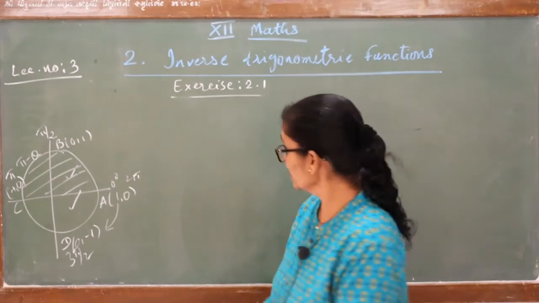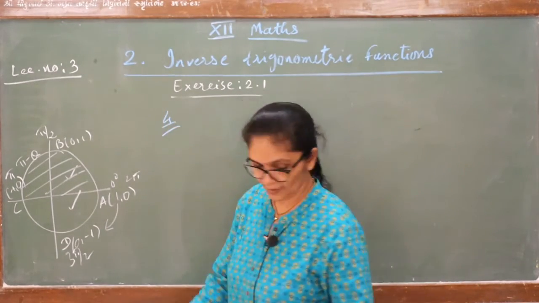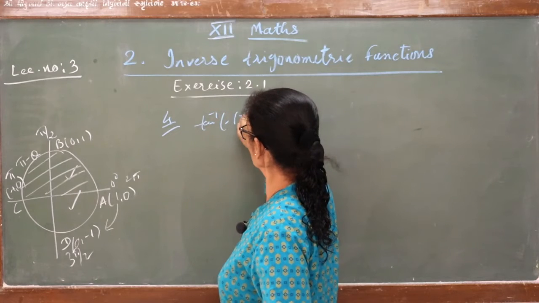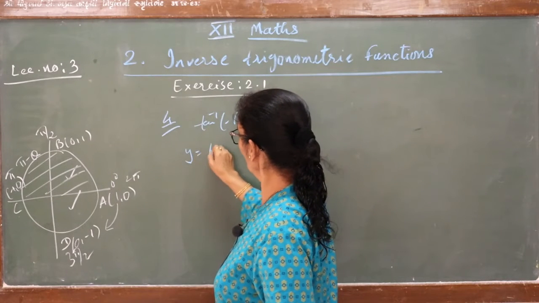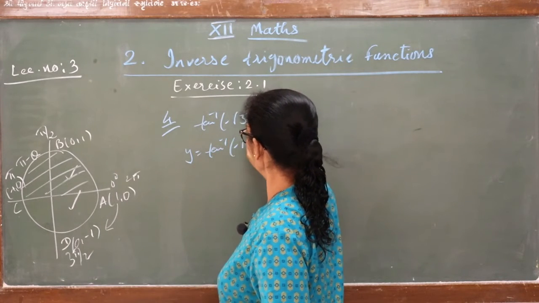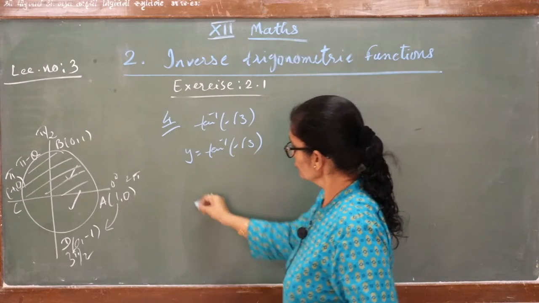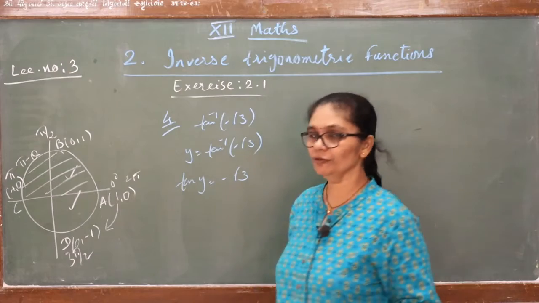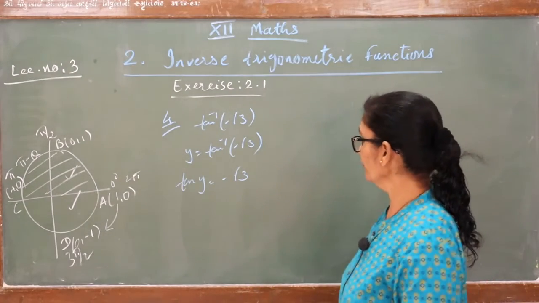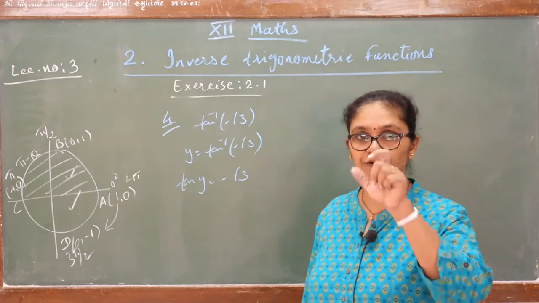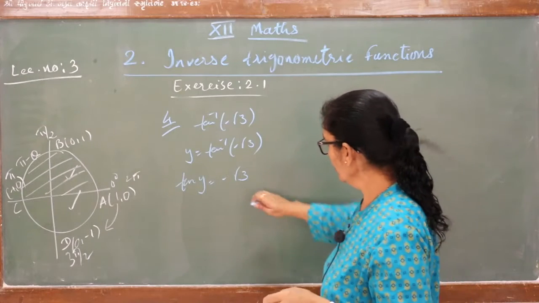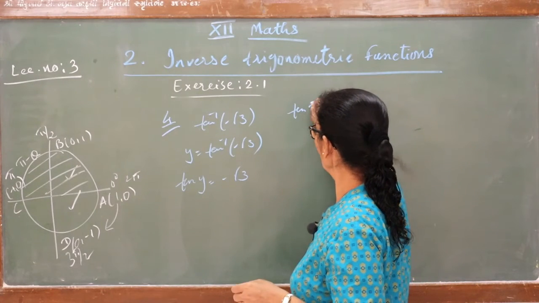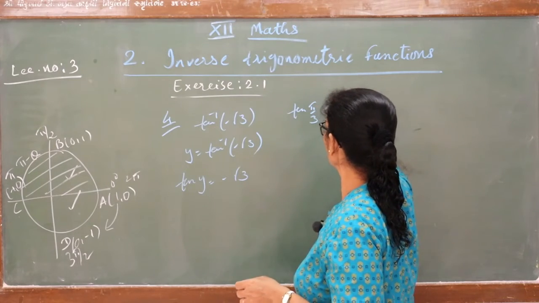Now our fourth question is tan inverse minus root 3. So we can write y equal to tan inverse minus root 3. Okay, so we can write tan y equal to minus root 3. Now you tell me, for which trigonometric value is tan root 3? First of all we have to find that. So root 3 is for which trigonometric value? Tan pi by 3 is root 3.